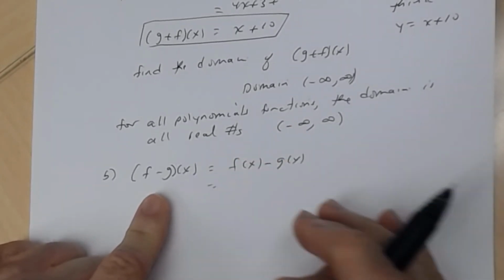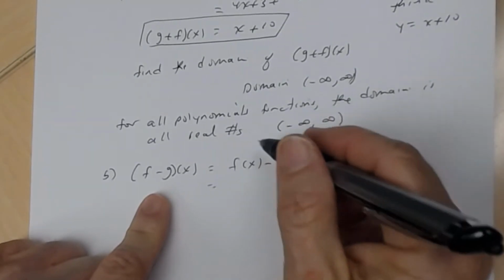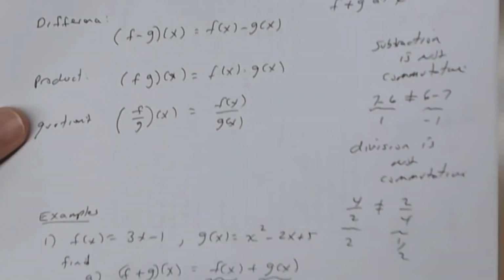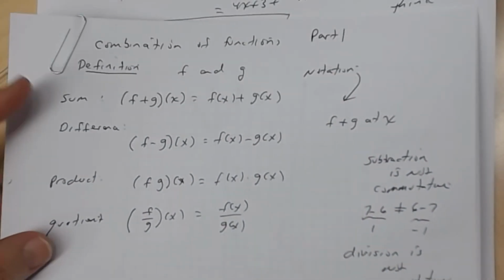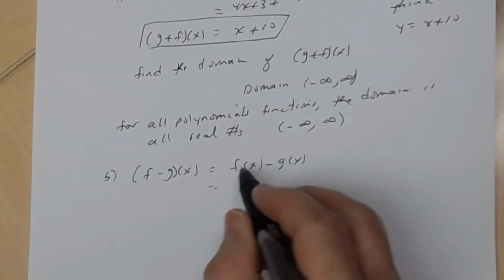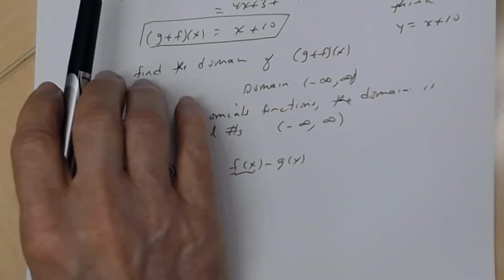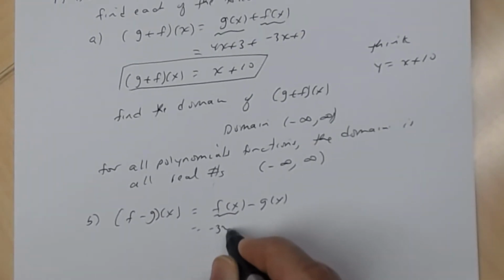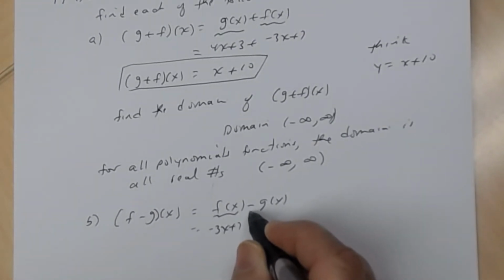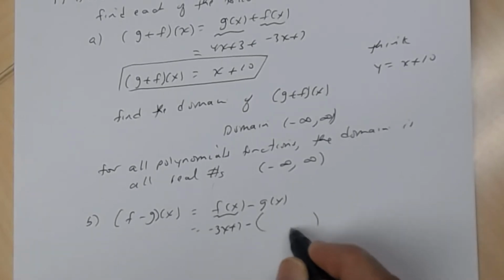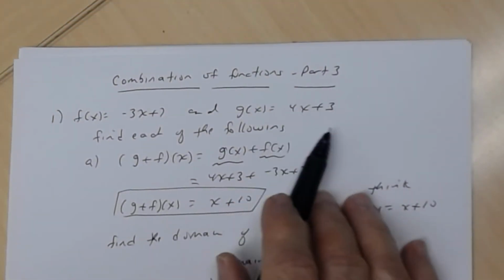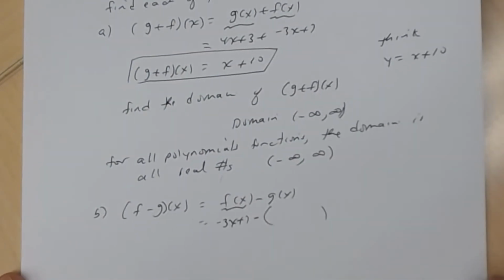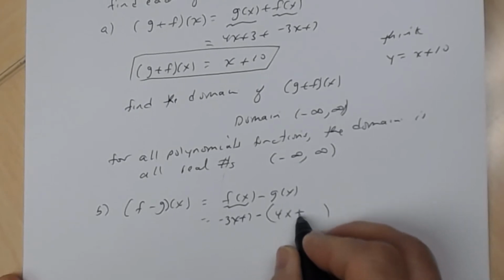And then what we did in a previous lesson, in lesson 1, part 1, is where we started talking about this. In place of f of x, we substitute what that function was equal to, which was negative 3x plus 7. And remember what else we talked about. You see where you're subtracting? You have to put that in parentheses because you're subtracting all of the terms of g of x. So that's going to be 4x plus 3.